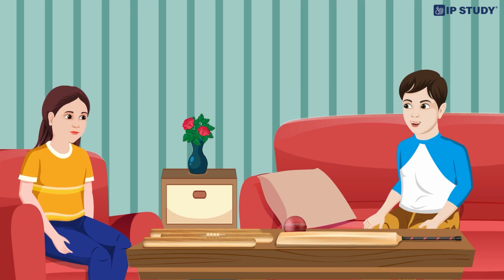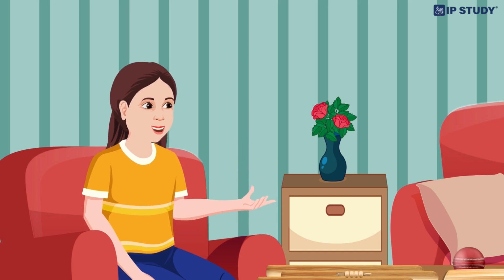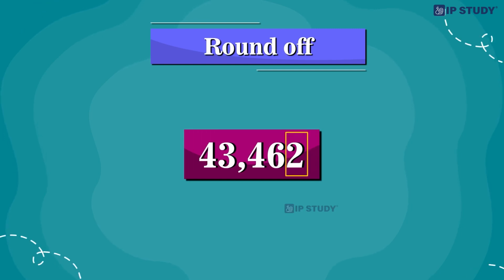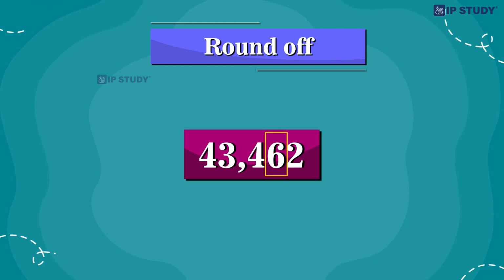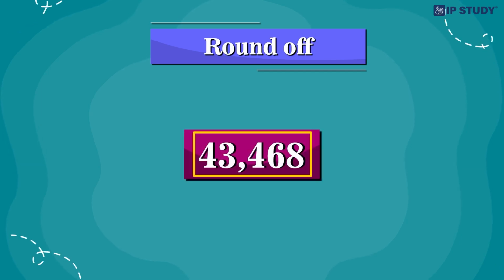Let us practice rounding off. To round off a number to the nearest given place value, look at the digit to its right. Let us round 43,462 to the nearest 10. Look at the ones digit, which is 2. Since 2 is less than 5, we keep the tens digit the same and change the ones digit to 0. So, the number becomes 43,460.